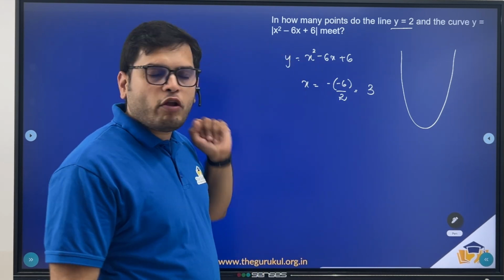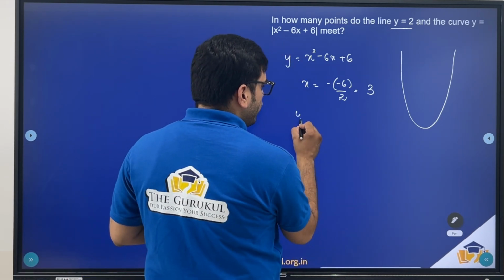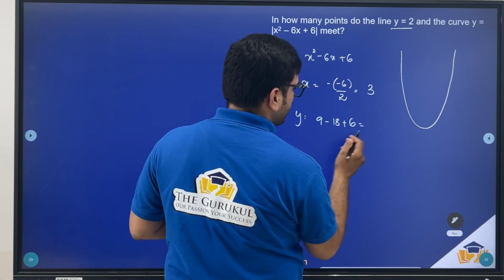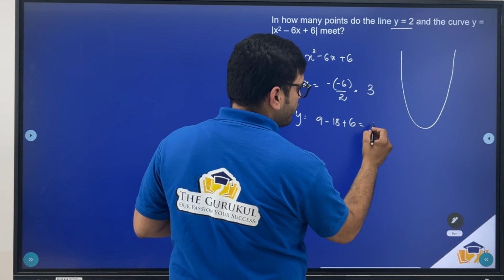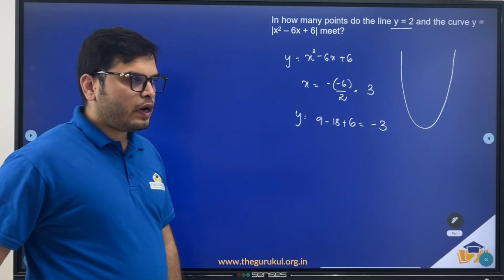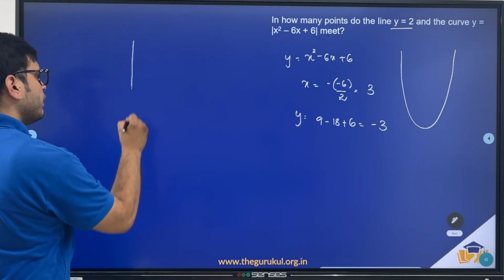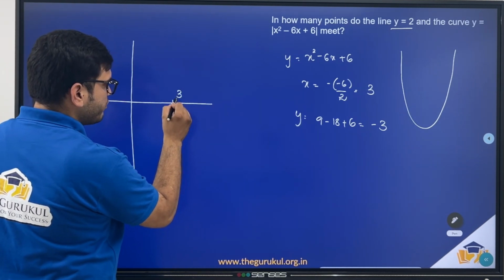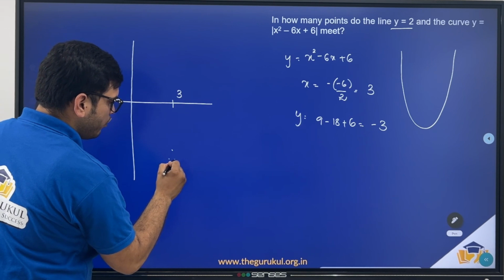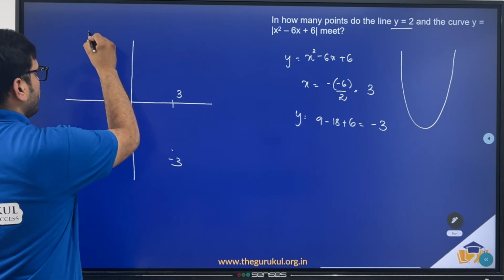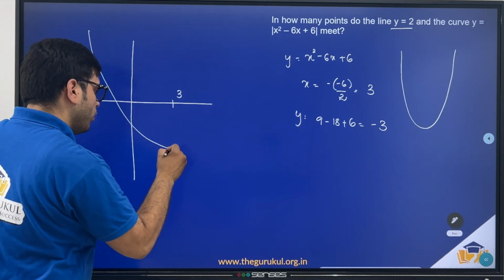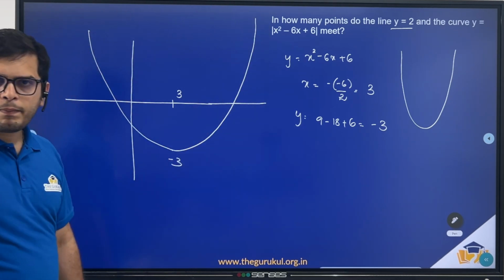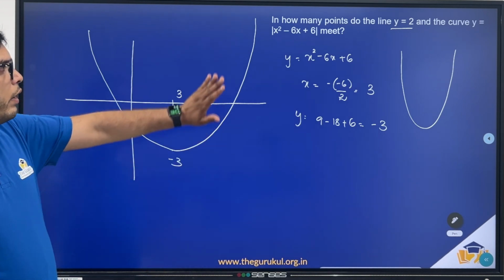Now let's replace the value of x with 3. So the value of y will be 9 minus 18 plus 6. So 15 minus 18, minus 3. So the graph of the function will be, now when x is equal to 3, minimum value minus 3. Somewhat like this. Now let us apply modulus.